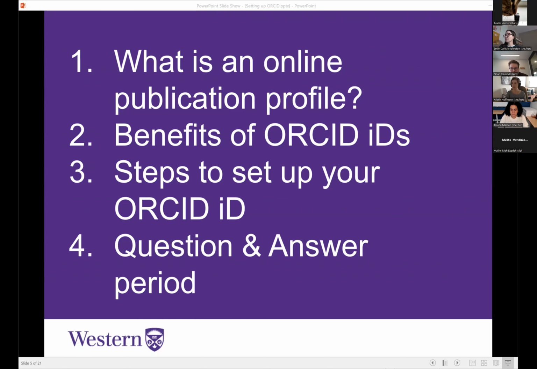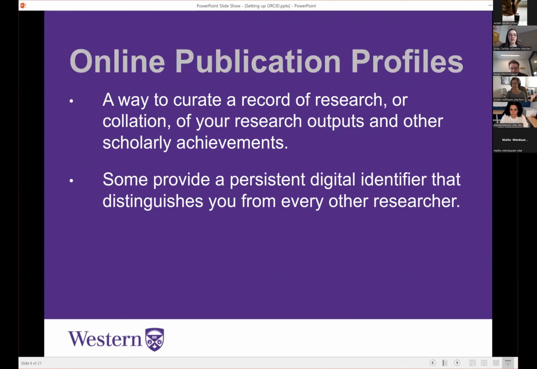All right, so without further ado, let's get into the content then, starting with what is an online publication profile? In short, an online publication profile is a way to curate a record of research, or it's a collation of your research and scholarly outputs and achievements. So basically, it's an online profile with a compilation of your research and other scholarship that tells others who you are and what you do as a scholar. And those others might be potential collaborators, potential employers, potential funding agencies, what have you.